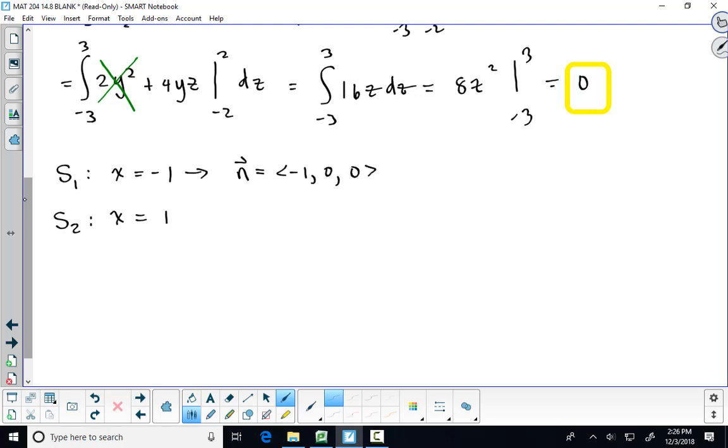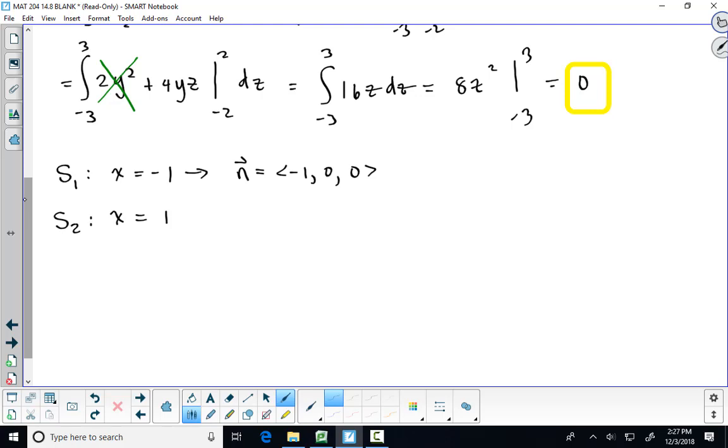So the 2 possible normals for x equals -1 is to point forward, which would be 1, 0, 0, or to point back, which would be -1, 0, 0. And since this is the back face of our rectangular block, we want it to be -1, 0, 0.